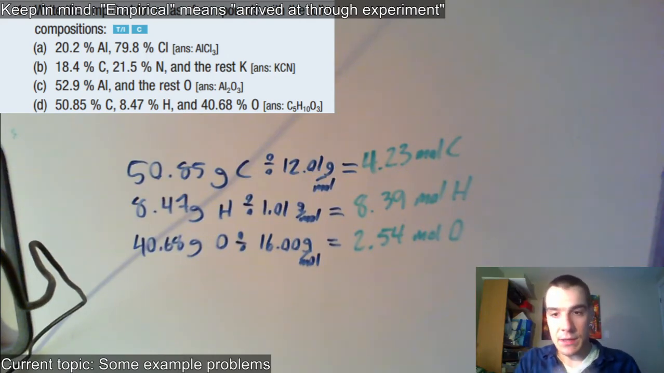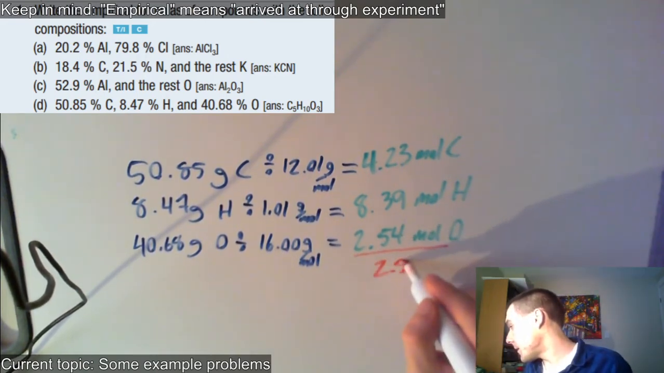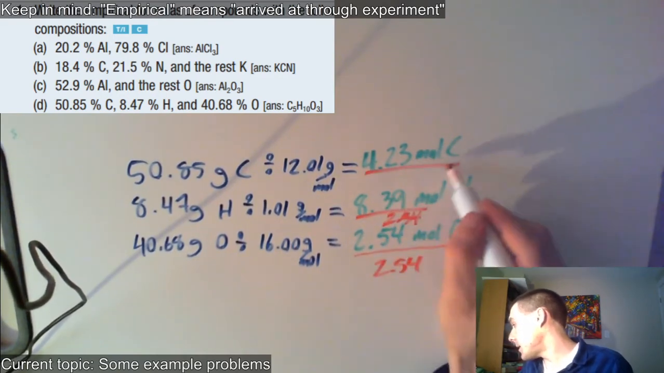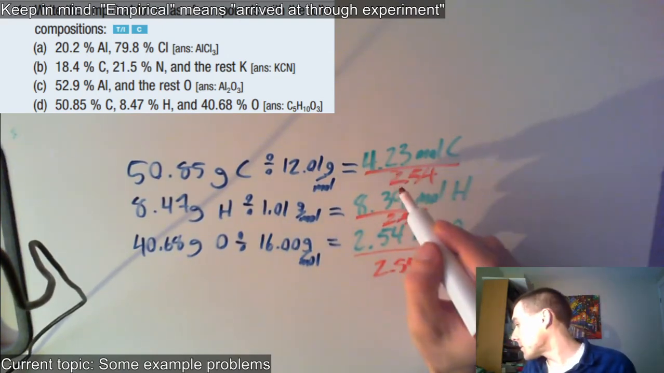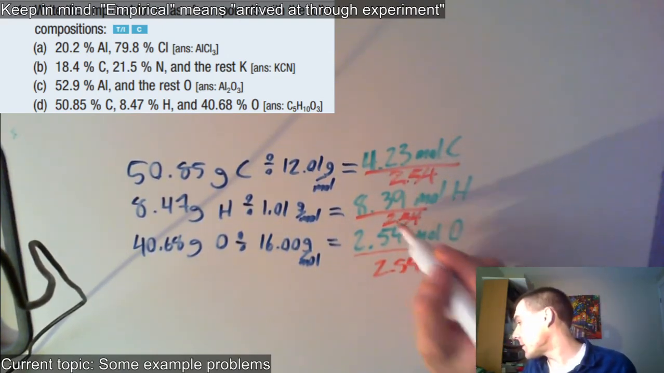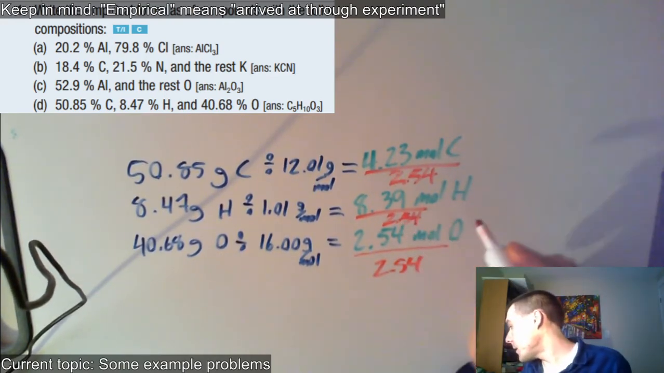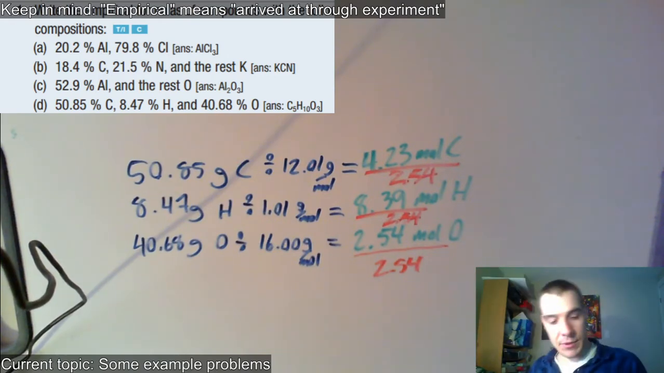So these are not great round numbers. We can't make a quick determination of what this thing's empirical formula is going to be. So what we're going to do is divide by the smallest number. The smallest number here is the 2.54. So 2.54 is what we're dividing by. Divide this by 2.54 and divide this by 2.54. Once again, we have to do the same thing to each one, or else we're going to lose our mole ratio. So we have to do the same thing. 2.54, 2.54, 2.54.